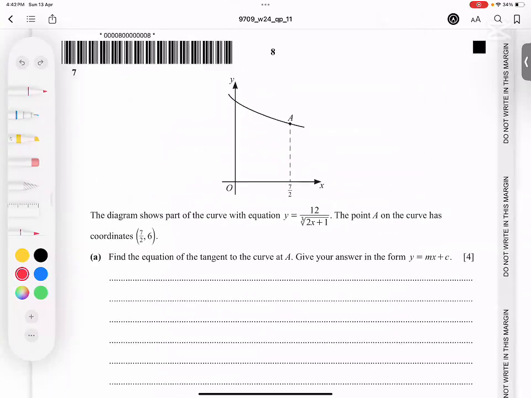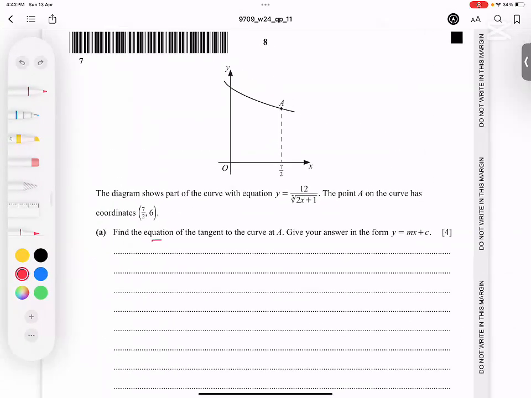Question number 7, we have, students, the equation of the tangent at A is asked for. We have been given the equation of a curve, and the point A you can see clearly. So let's go for it. And the A coordinate is (7/2, 6). And if you look carefully, the equation of the tangent is this line which touches the curve at this point.